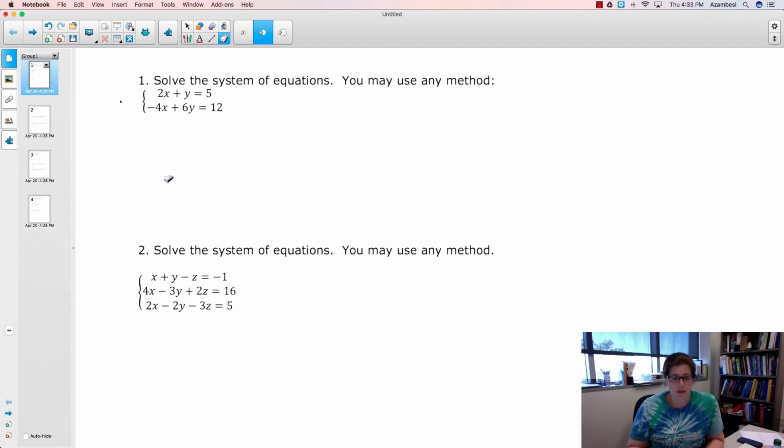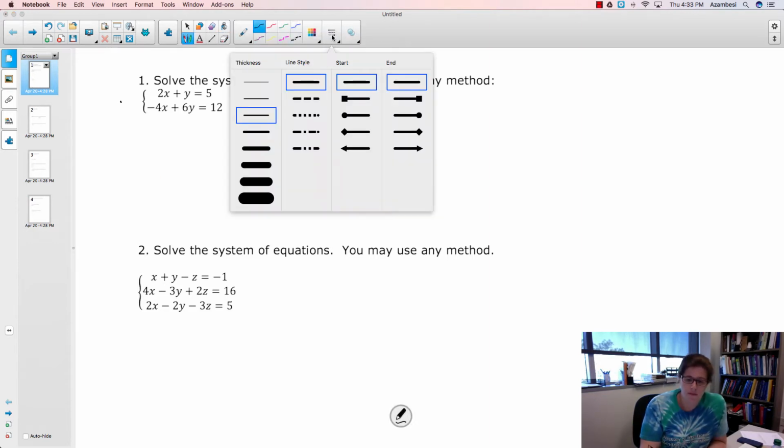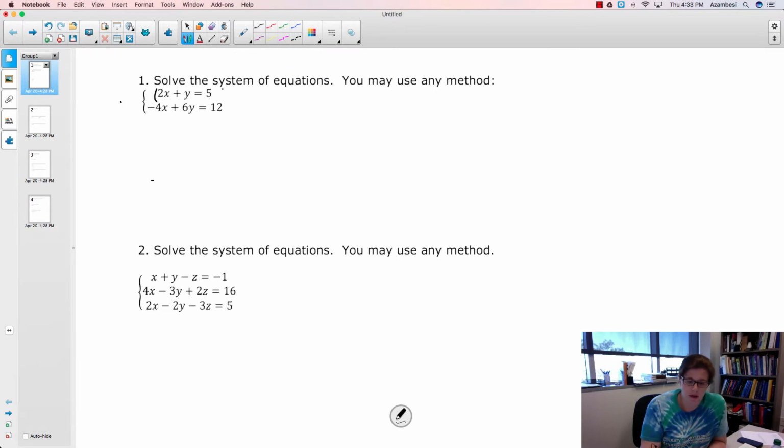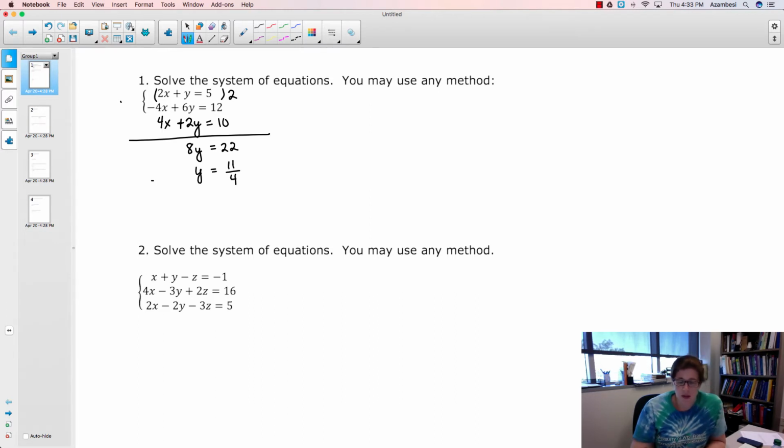So looking at this problem, if I want to use elimination, for example, I'm going to multiply the first equation by 2 in order to eliminate my x component. So multiply this one by 2 gives me 4x plus 2y equal to 10. And adding that up, I get 8y is equal to 22, or y is equal to 11 over 4. 22 over 8 gives me 11 over 4.